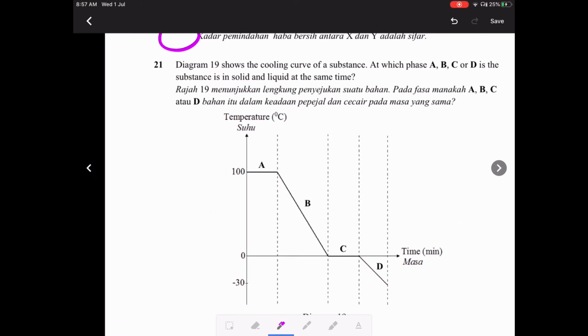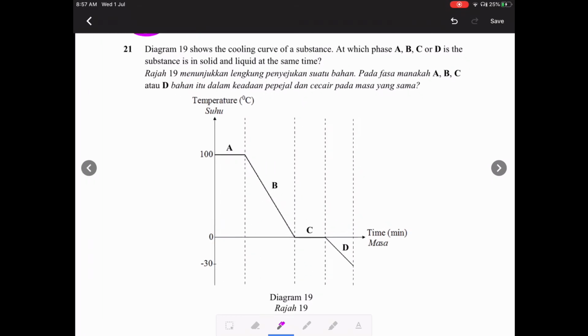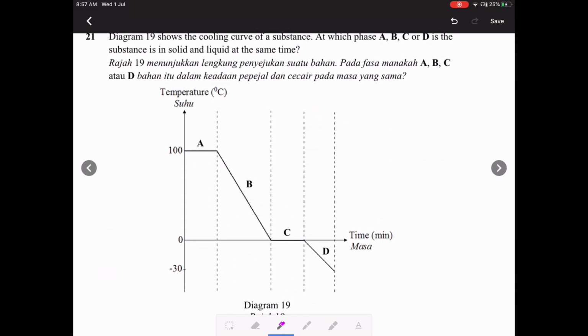Okay, number 21. Cooling curve of substance. Which phase A, B, C, D is the substance solid and liquid at the same time? Okay, so kita tahu perubahan fasa, apabila melibatkan perubahan fasa, dia tidak melibatkan perubahan suhu. Apabila dia melibatkan perubahan suhu, dia tidak melibatkan perubahan fasa. Okay, so dia tanya solid and liquid at the same time.